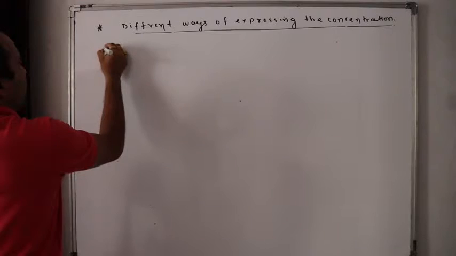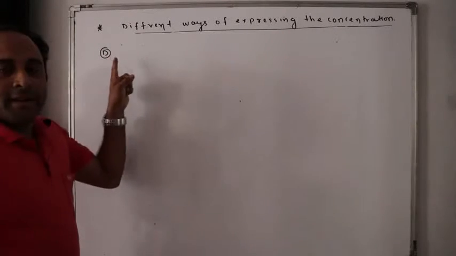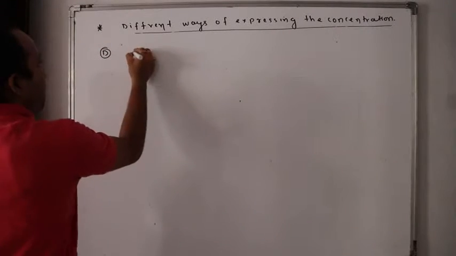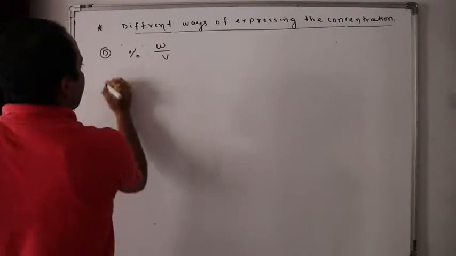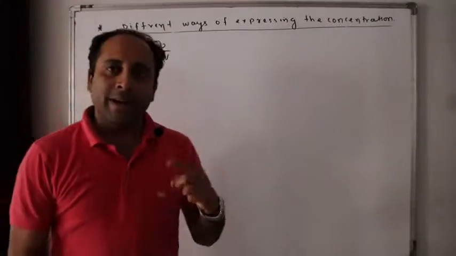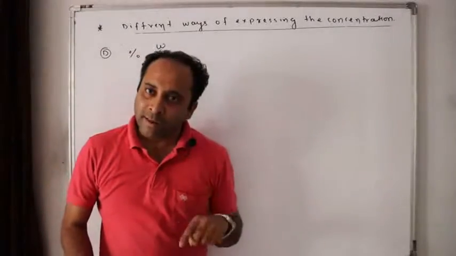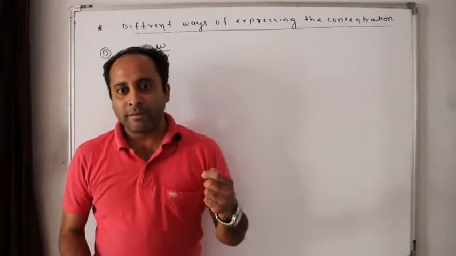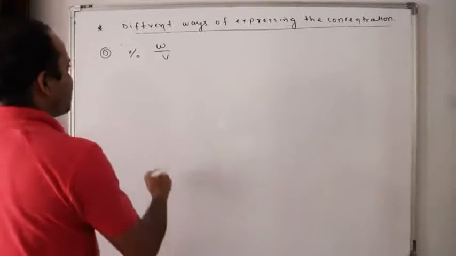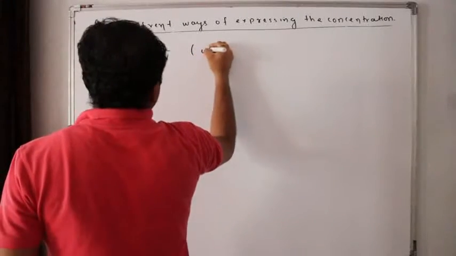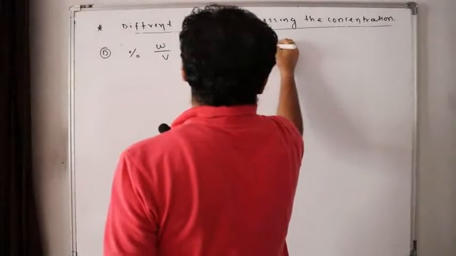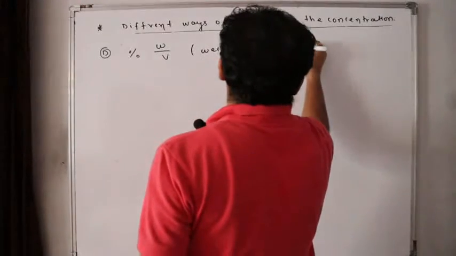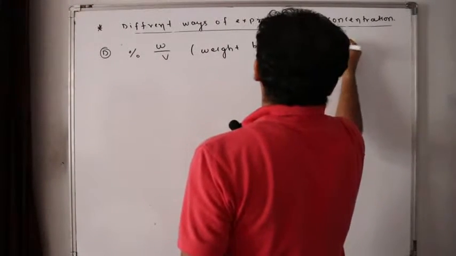Now let us go for the next method of expressing the concentration. Look here, D. The next discussion is percentage of weight by volume. I discussed first W by W, then volume by volume, now weight by volume. Or I can say this is weight by volume percentage.